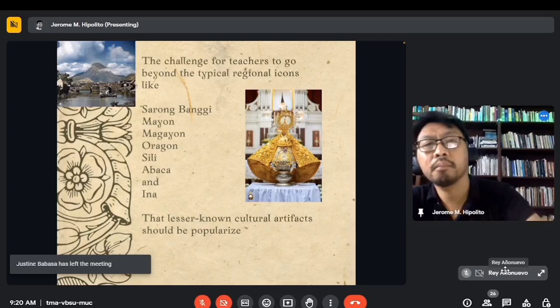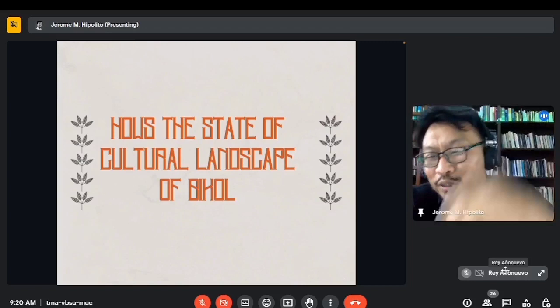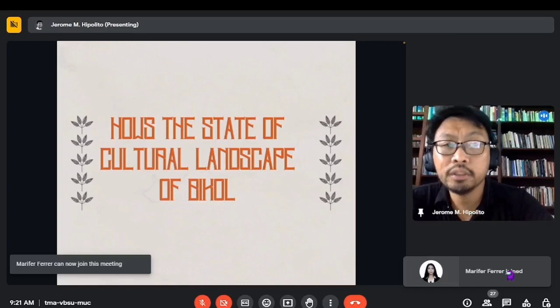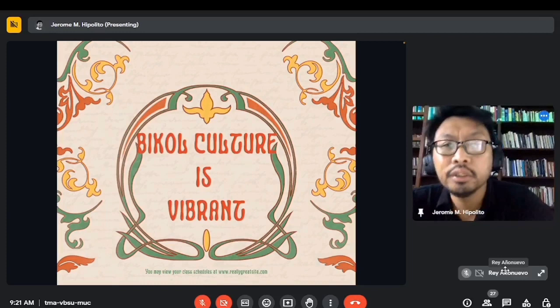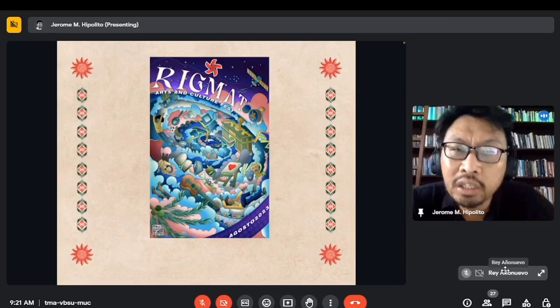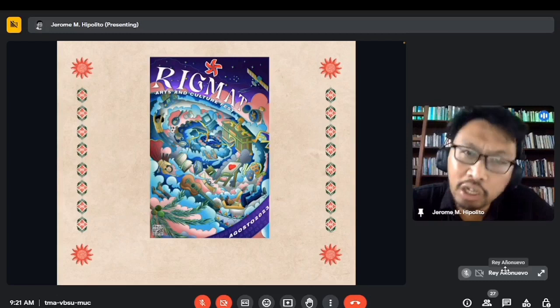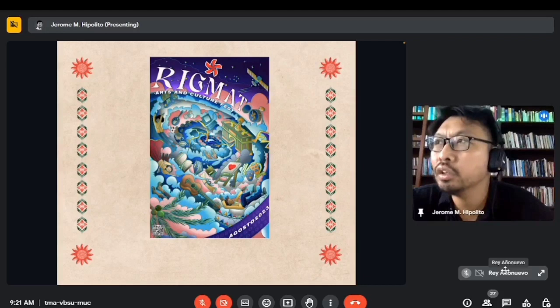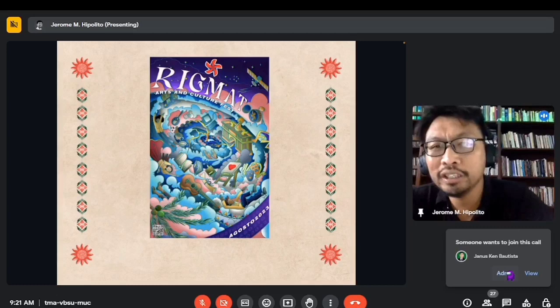So how's the state of the cultural landscape? Here's a showcase of a lot of things going on in the region in terms of arts, culture, language, and literature. Bicol culture is very much vibrant, very much alive. Just recently, last August, we had the RIGMAT, a multicultural and multi-sectoral festival of the different arts in Bicol. You have the celebration of food, books, movies, music, and lahat na siguro nandoon sa RIGMAT Art and Culture Festival.